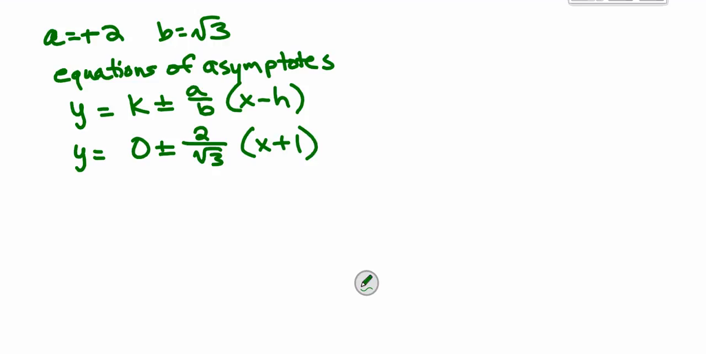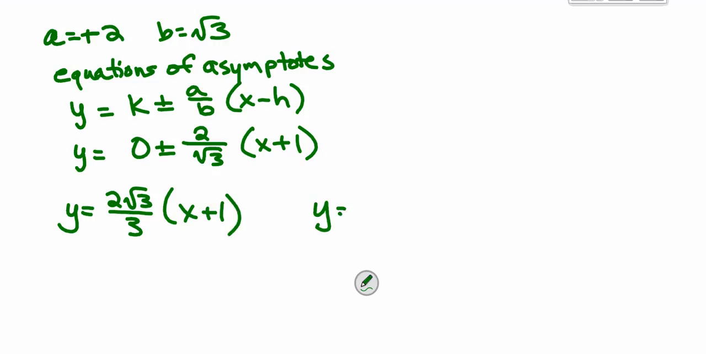And so then the next thing I'm going to do is, I think all at the same time, I'm going to rationalize that and just write my two equations. So y equals 0, so that's gone. Positive 2 over the square root of 3, so that's 2 the square root of 3 over 3 times x plus 1. And then y equals 0 again, minus 2 over the square root of 3, so minus 2 the square root of 3 over 3 times x minus 1 as we go through.